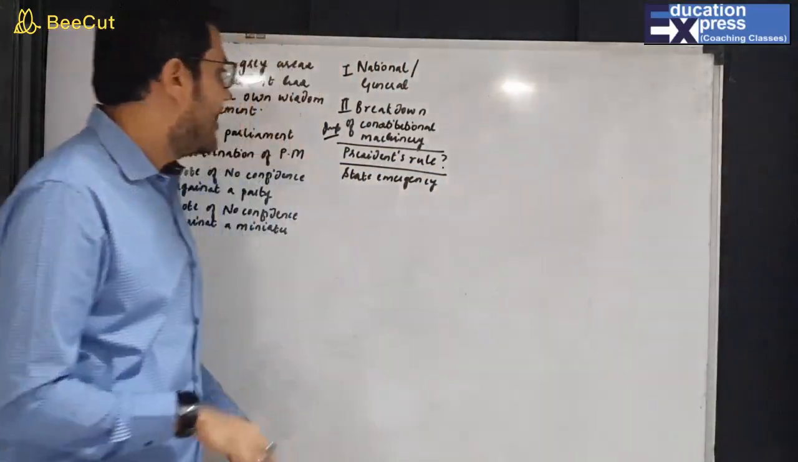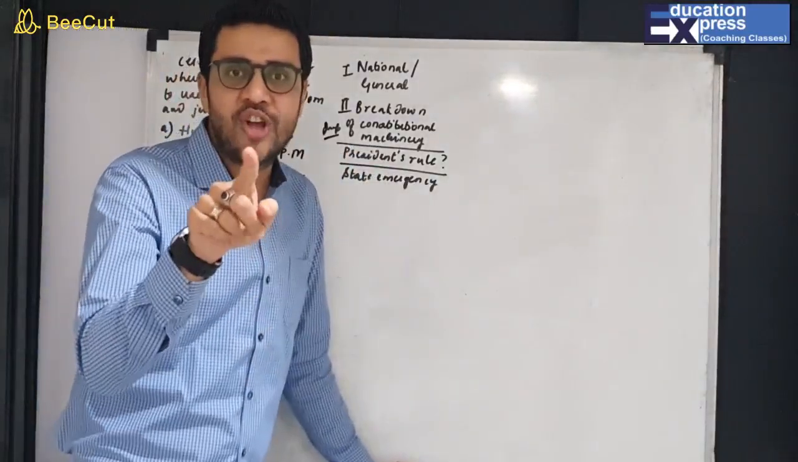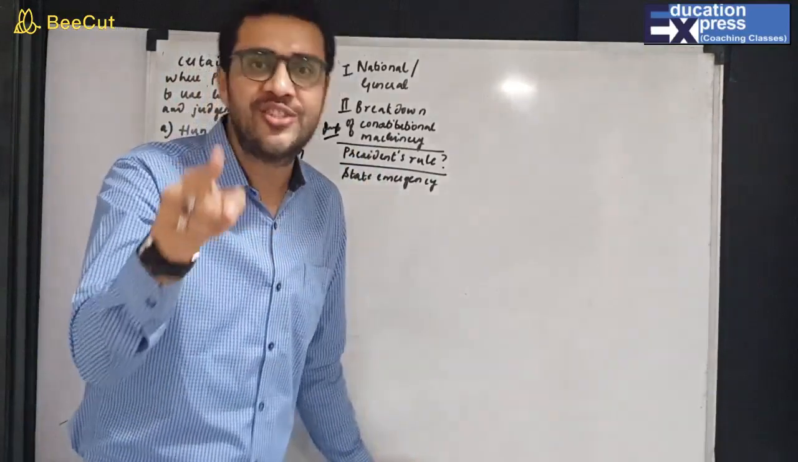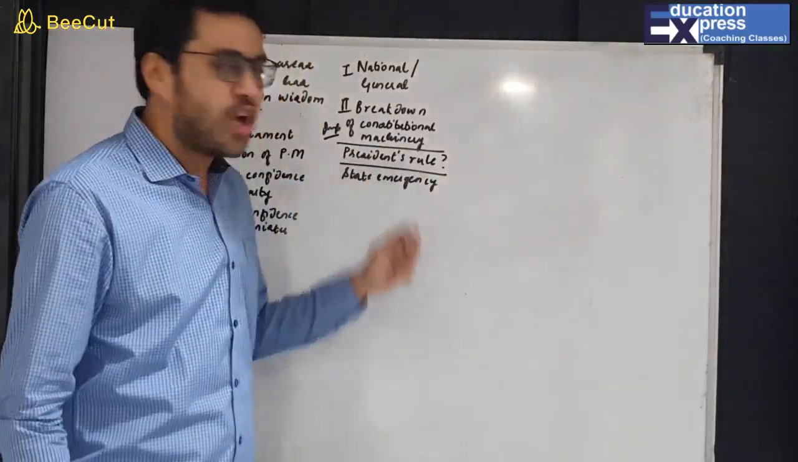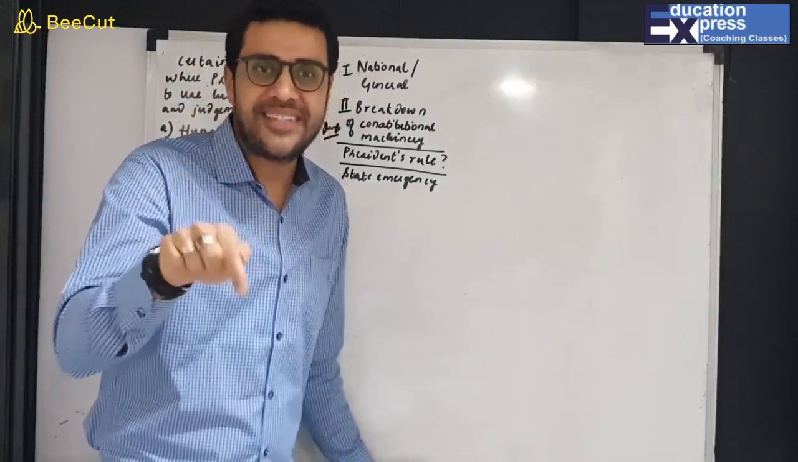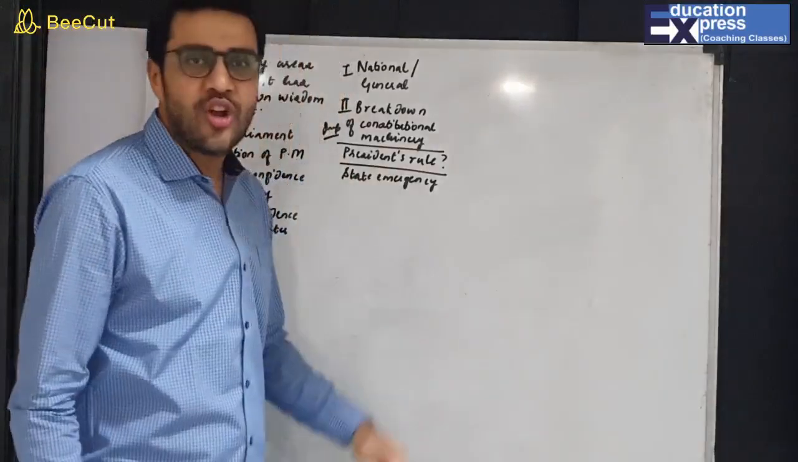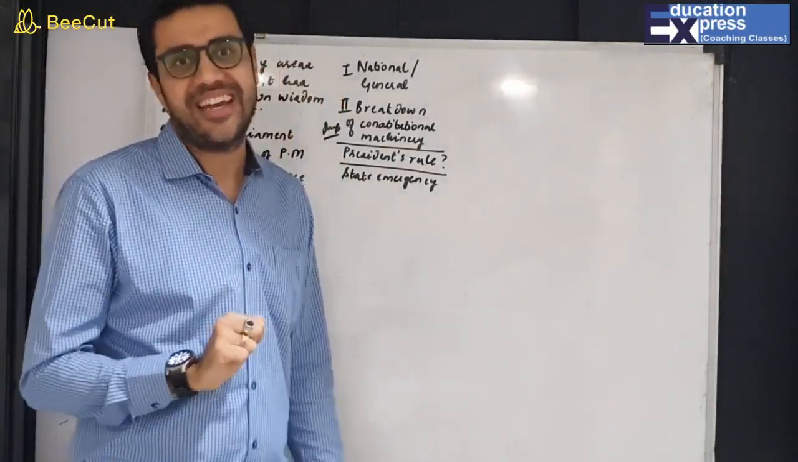Now you see, why is it called breakdown of constitutional machinery? Because the state has not been running according to the provisions of the constitution. Why is it called President's rule? Because now who will put up his rule? President. State का Chief Minister का नहीं चलेगा, President का ही चलेगा. And why is it called state emergency? Because it has happened in the state.